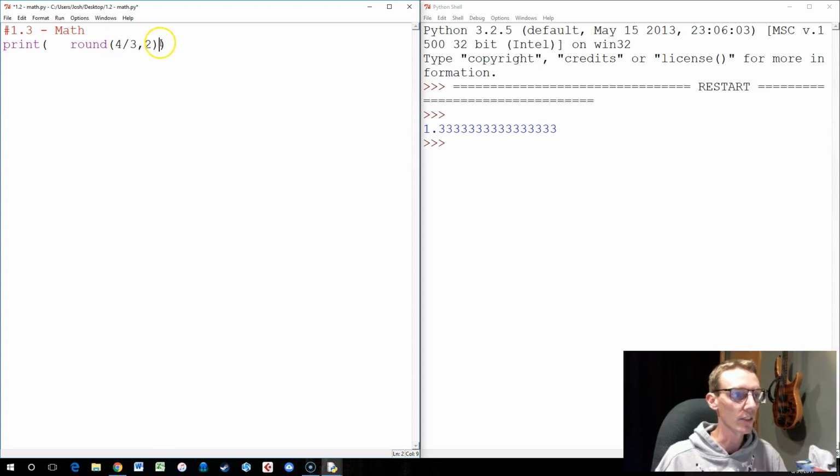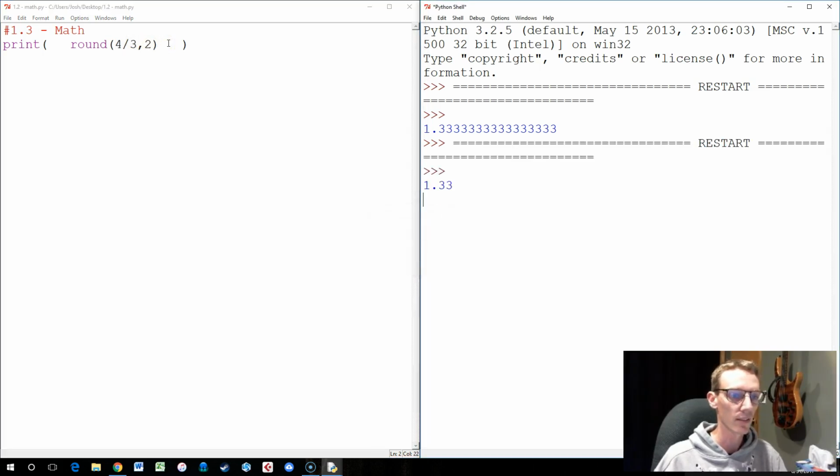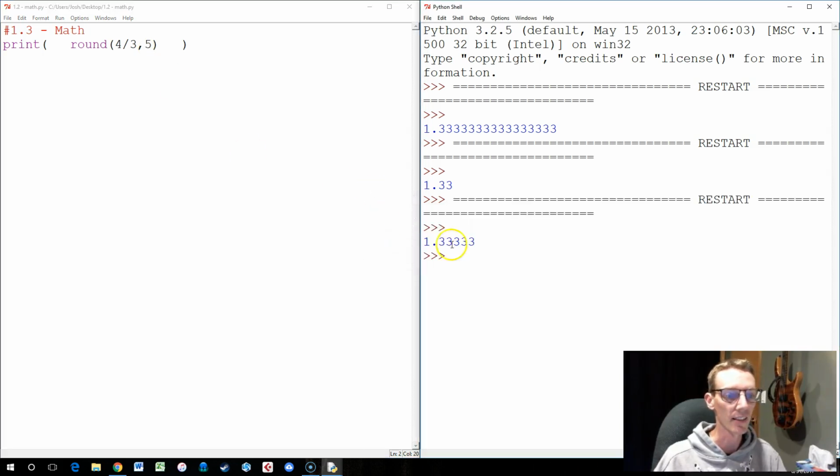We want to print what we get when we round what 4 divided by 3 is to 2 decimal places. So that's what's going on here. So you have your division right here, and then how many decimal places you want right here. So let's go ahead and run that. And you can see it rounded it to 2 decimal places for us. Now if we want 5 decimal places, we would just change this number to a 5, and we could run it again. And you see we've got 5 decimal places here.